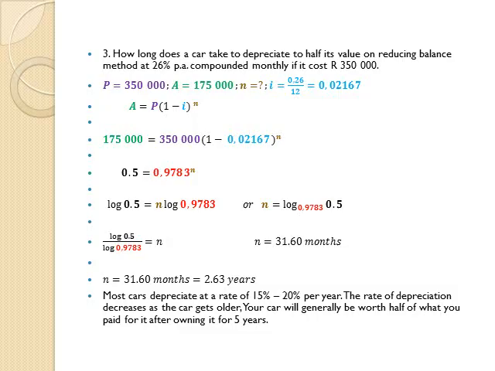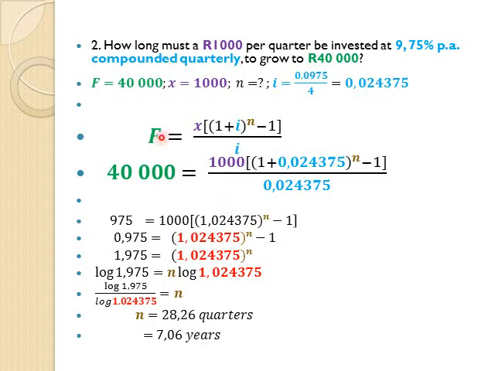Right, let's look at the last problem. How long must 1,000 rand per quarter be invested at 9.75% per annum, compounded quarterly, to grow to 40,000? So my future value is 40,000. x is 1,000 rand because I'm paying every quarter. n is what I'm looking for. My interest 9.75 divided by 100, 0.0975, compounded quarterly divided by 4 gives me 0.024375. Because I'm making regular payments, I'm going to use F equal x, 1 plus i to the power n minus 1, over i.